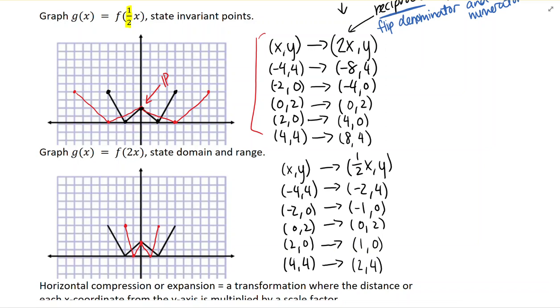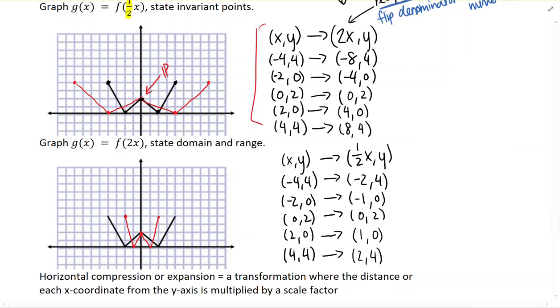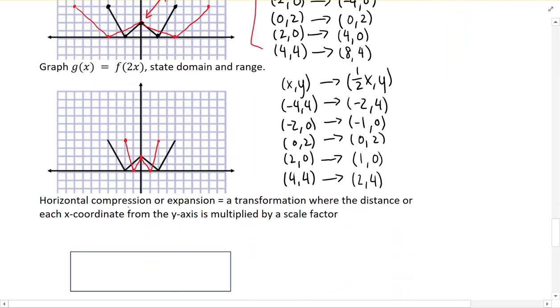So unlike the pictures we saw above, this time this W got pulled sideways outwards and then got squished sideways inward to create a wider and narrower W. So this is called horizontal compression or expansion. It's a transformation where the distance of each x coordinate from the y-axis is multiplied by a scale factor.